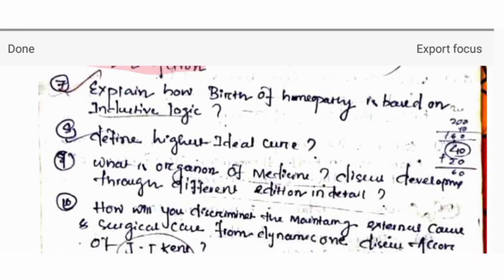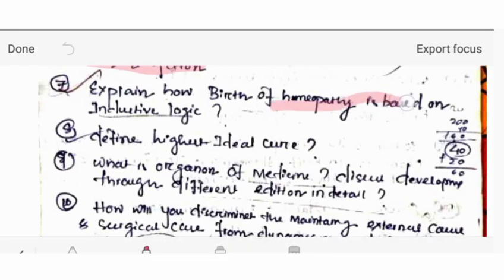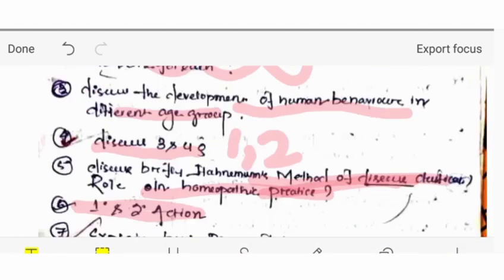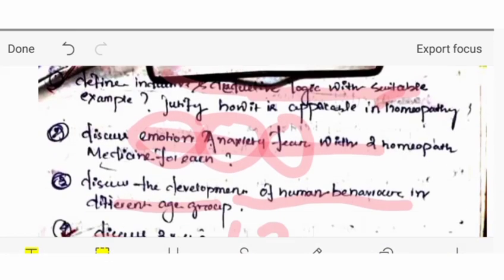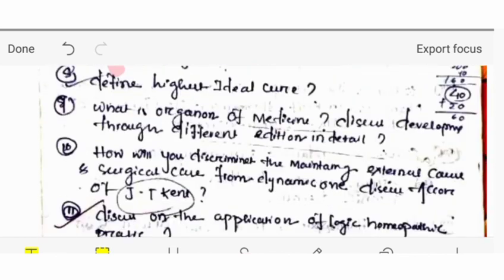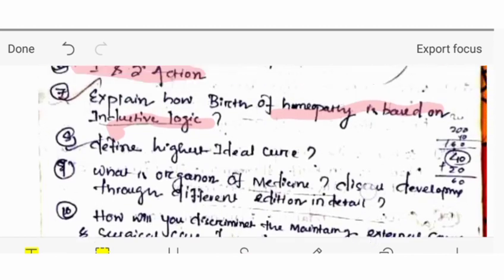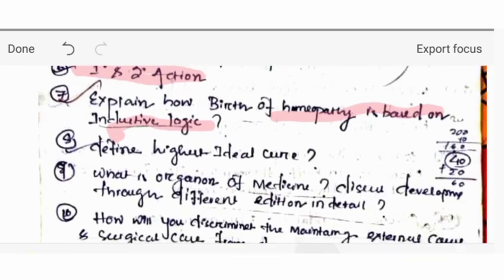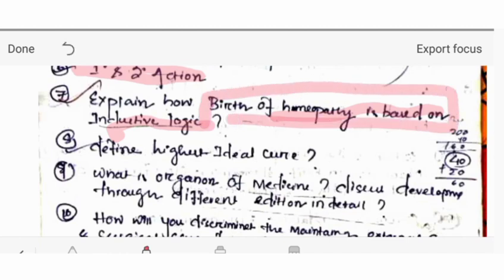Then the 7 number question asks: explain how the birth of homeopathy is based on inductive logic. Here the points are exact observation and correct interpretation. The first question was inductive and deductive logic with a suitable example and definition, but here only inductive logic, and how the birth of homeopathy is based on it. You should write the correct observations, and all four things under this heading.